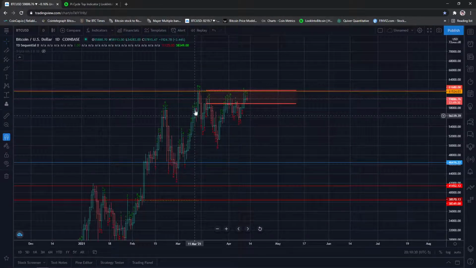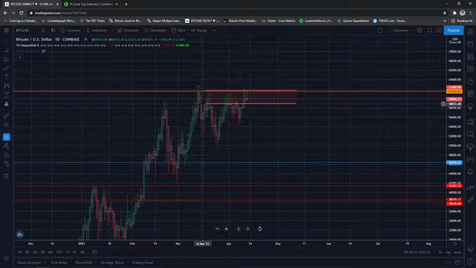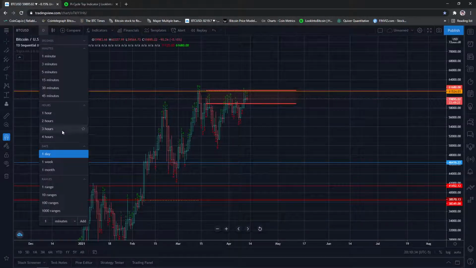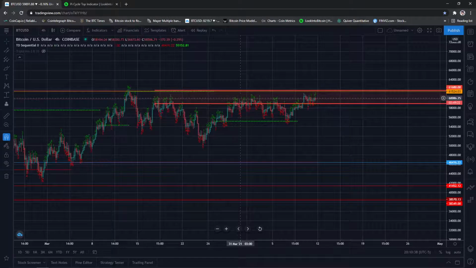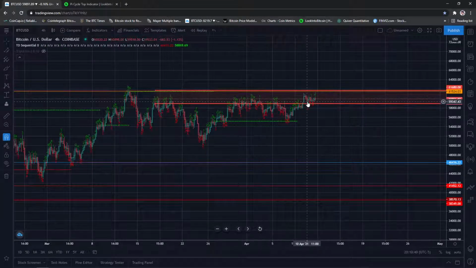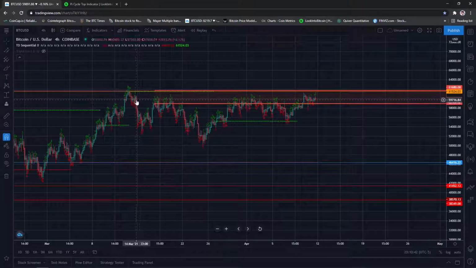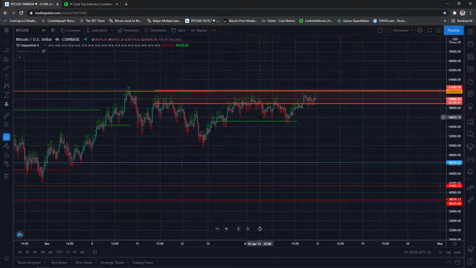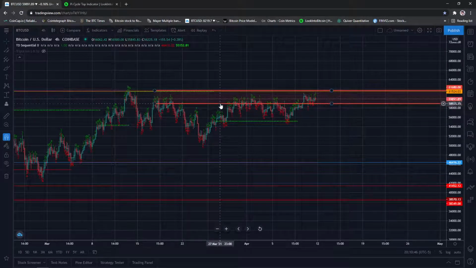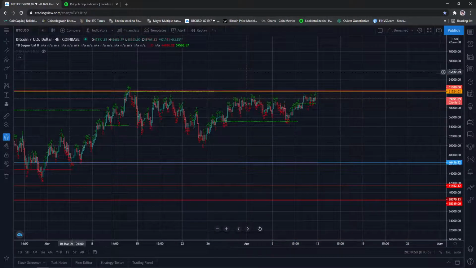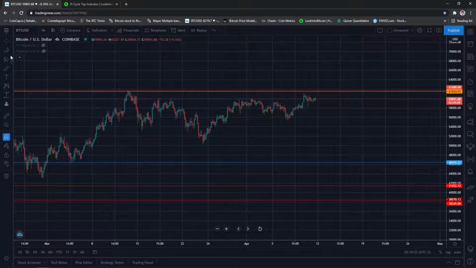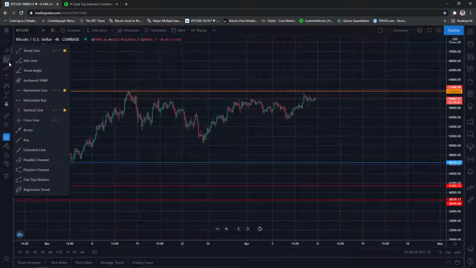I can see a cup and handle potentially here that formed. I'd like to see it maybe on a 4 hour. Yeah, that could be a cup and handle, right? So cup and then a handle. Almost maybe an inverted head and shoulders as well. So what would that be? Let me hide our resistance zone. And let me hide this real quick. And then draw some.